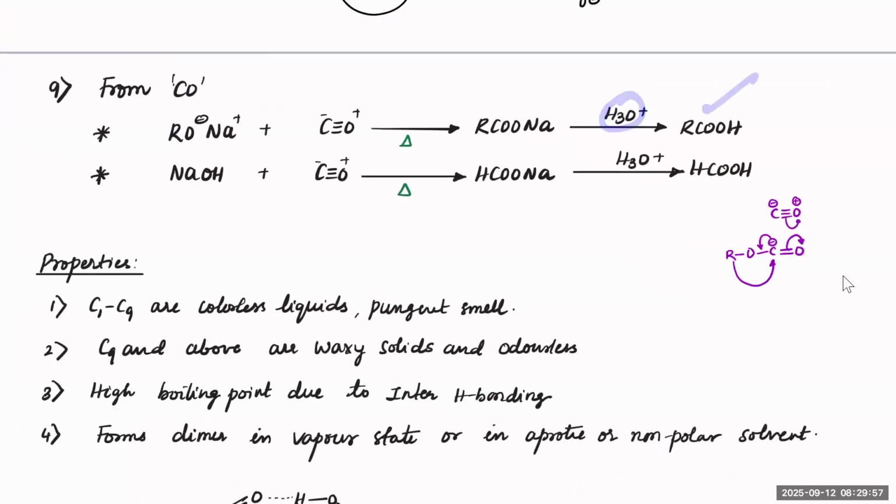So RO minus with carbon monoxide. But this requires strong heating, okay? You will read this again in group 14. That is how carbon monoxide reacts to give acids.